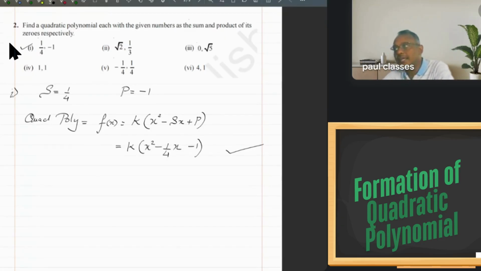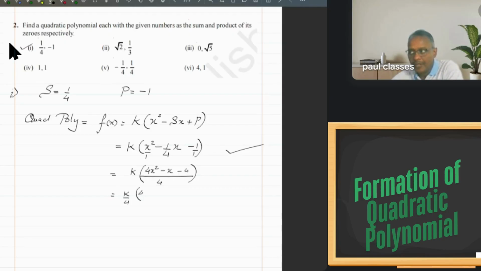कुछ बुक्स क्या करता है, इंक्लूडिंग एनसीईआरटी, इसका एलसीएम ले लेता है. What is the LCM now? So 1 goes in 4 times, 4 into x square is 4 goes in 1 time, 1 into this is x, 1 goes in 4 times, this is minus 4. So this could be written as k by 4 times of 4x square minus x minus 4. You may leave your answer like this also. Chalega.